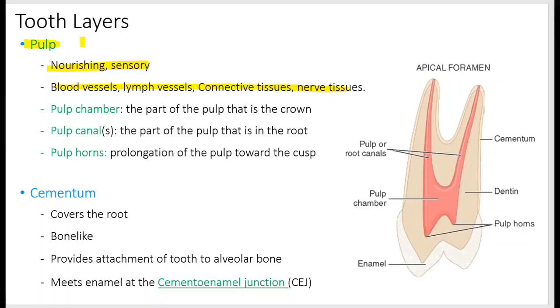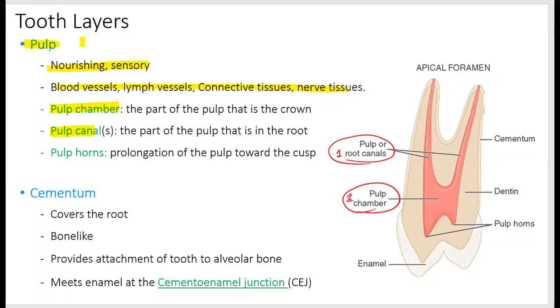The pulp actually has three main parts. As we said, two main, which are the pulp chamber and pulp canal, right here. So you can see these are the root canals or pulp canals, and we have the pulp chamber. These are the two main parts.